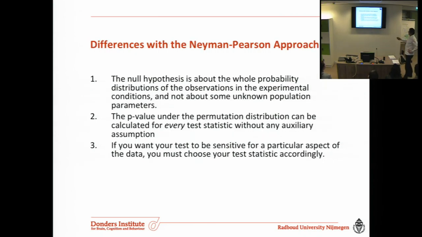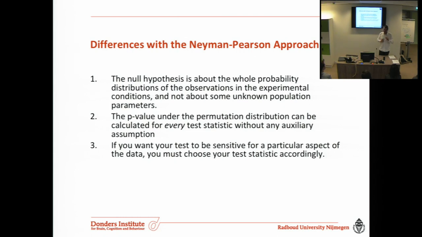Now, what are the differences with the Neyman-Pearson approach? I already mentioned them briefly. First of all, the null hypothesis is about the whole probability distribution of the observations and not about unknown population parameters. That's one. Second, the p-value under the permutation distribution, you can calculate it for every test statistic without any auxiliary assumption. This is because you don't need the sampling distribution. You can produce the permutation distribution yourself. You can ask your computer to do that, and you will do this later in the afternoon. You ask the computer to generate a permutation distribution for that particular test statistic. And the computer constructs, say, an approximation of your permutation distribution. And under that permutation distribution, you calculate your p-value. You can ask the computer to do this for any test statistic.